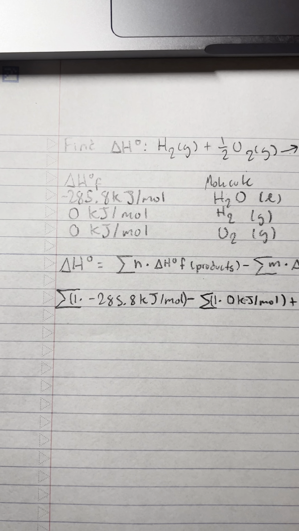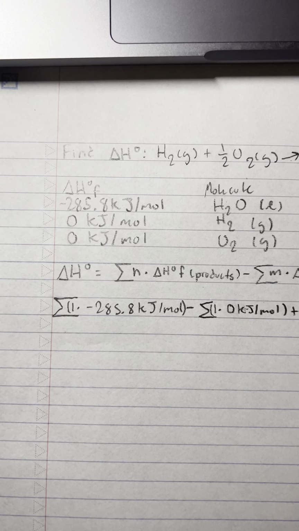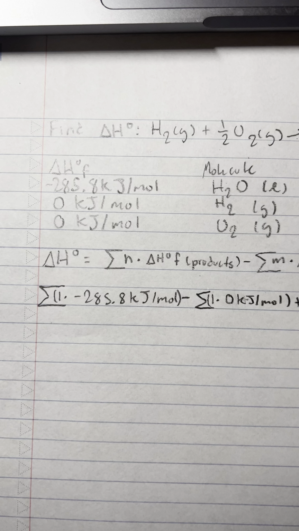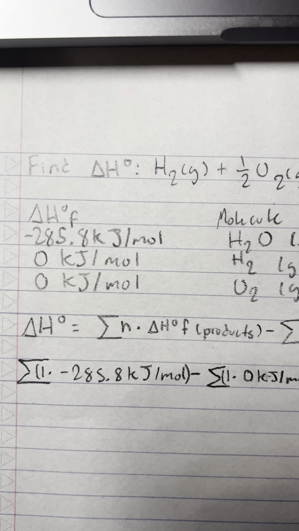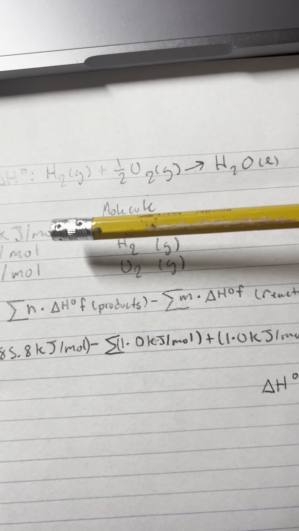Okay, so in this video, we're going to do the second interpretation of Hess's law, which is actually combining Hess's law in a formula. So this is our question. Find the enthalpy of this equation, H2 plus 1/2 of O2, which makes H2O.